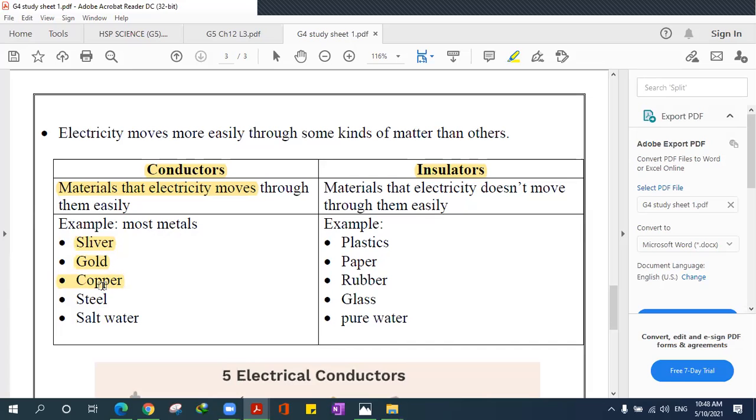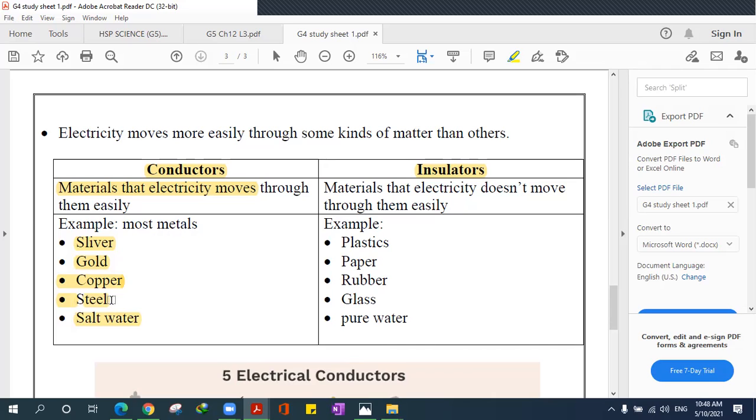Like most of the wires in homes, they are actually made up of copper because it's a great conductor. It allows electricity to move through it so easily. Steel and, as we said, salt water, because fresh water doesn't contain salts for the electricity to move through. So what's a conductor again? Materials that the electricity moves through easily. Yes, they allow electricity to move through them easily.